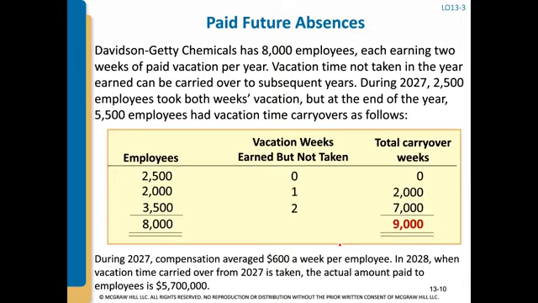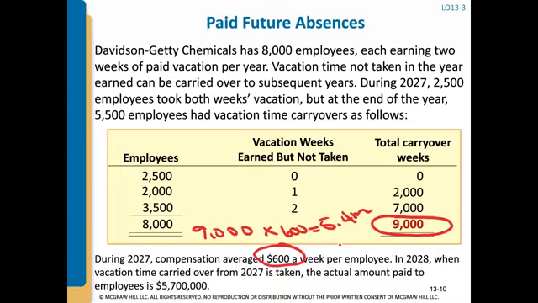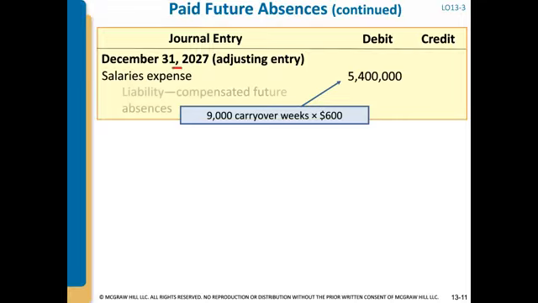Now, in 2027, we had 9,000 weeks that were carried over into the future to 2028 and beyond. And we owe that to our employees as accrued vacation, but we have not yet paid it out. So we're going to take the 9,000 weeks times, we're told the employee earned an average of $600 per week, which equals $5.4 million. So at 12/31/2027, our year-end adjusting entry will be, we're going to accrue salaries expense for the $5.4 million, and we're going to record a liability.